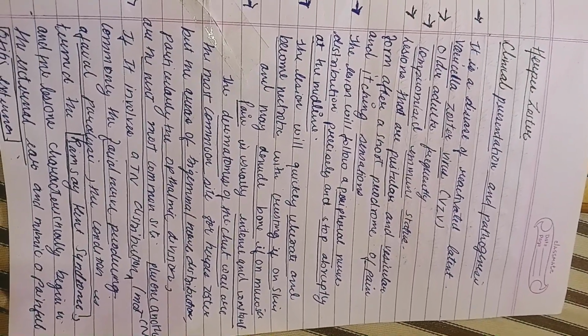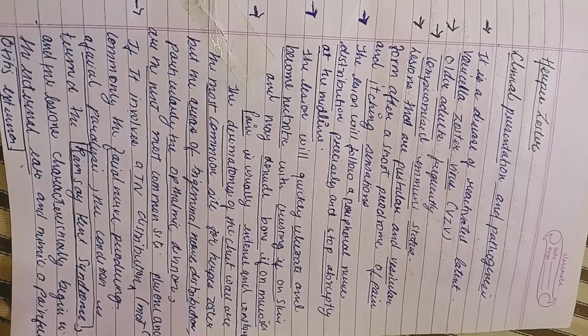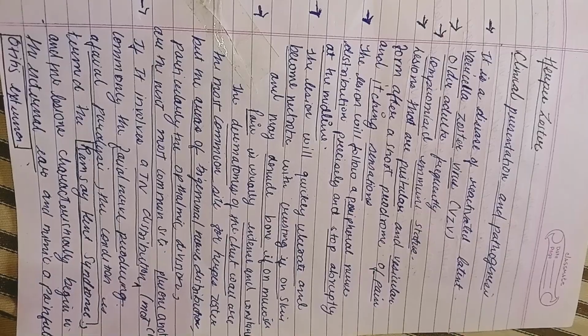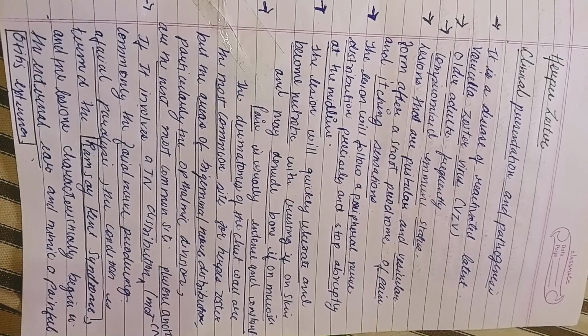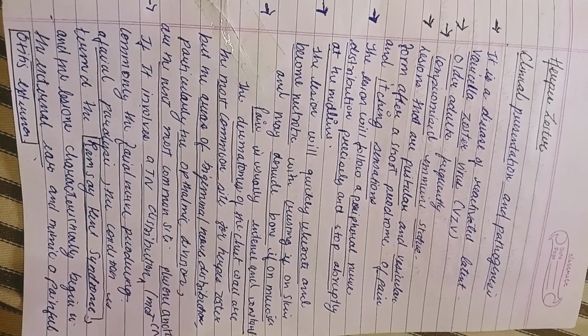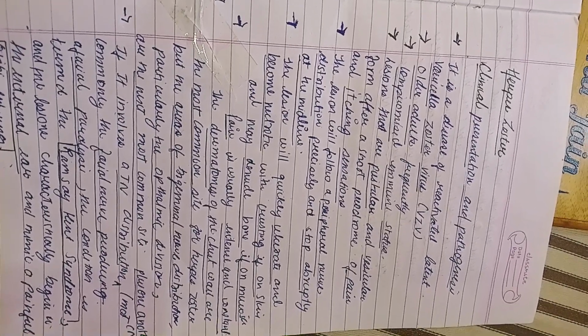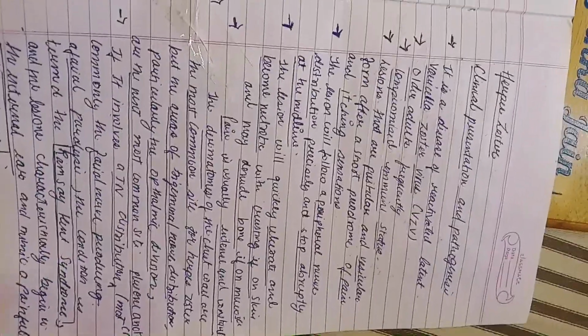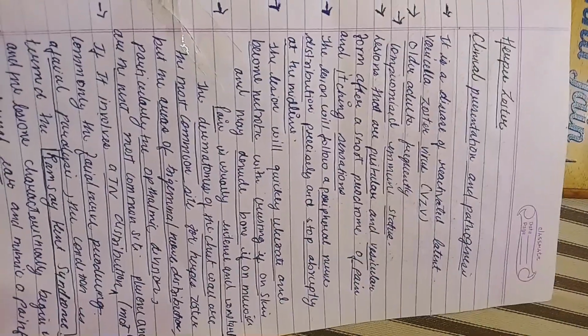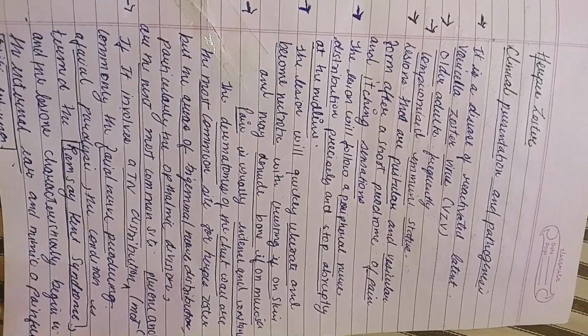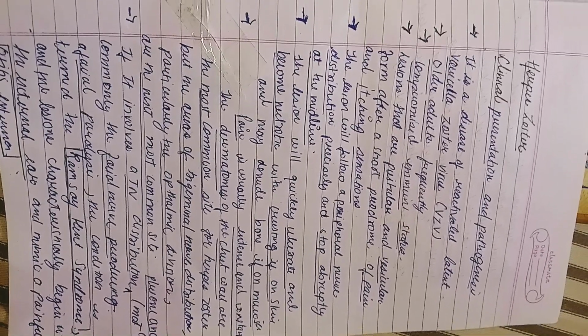Okay, pain is usually intense and constant. The dermatomes of the chest wall are the most common site for herpes zoster, but the areas of trigeminal nerve distribution, particularly the ophthalmic division, are the next most common site. So, the most common site for herpes zoster is the dermatomes of the chest wall, but after that the concern is the trigeminal nerve. So, if the trigeminal nerve is involved, obviously the oral mucosa is involved. And in the trigeminal nerve also, it involves particularly the ophthalmic division.